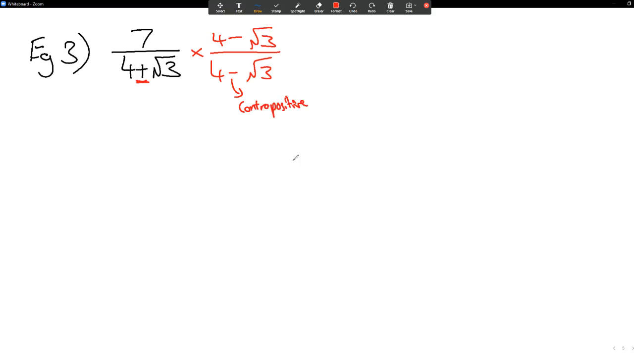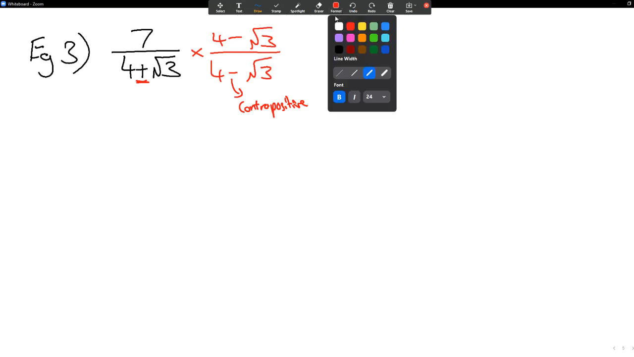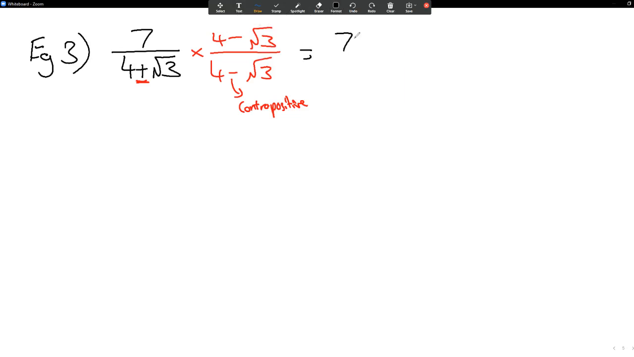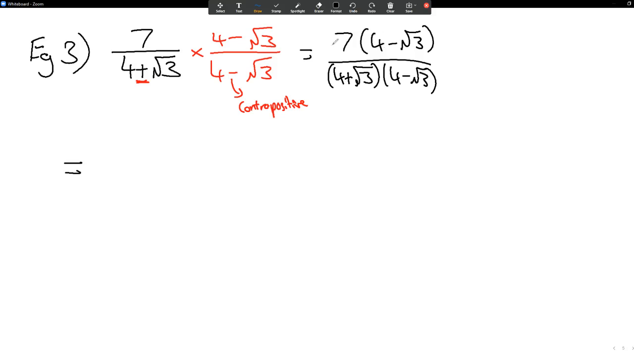The conjugate. And the reason we do that is because it nicely cancels out. So if I write this like this, because we multiply the top two together, multiply the bottom two together, like so. Okay. And these will cancel out, and we'll see. So now we can expand this top bracket here to get 28 minus 7 root 3. And then we can also deal with the bottom bit.